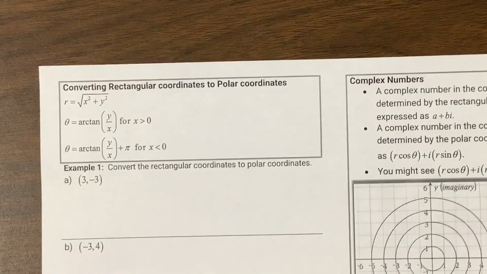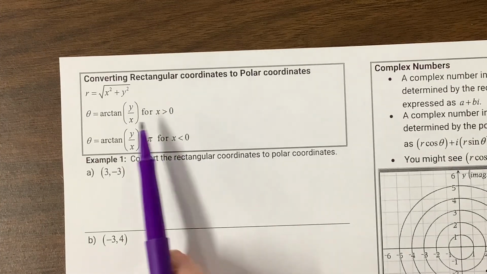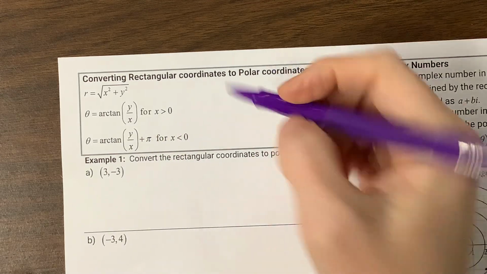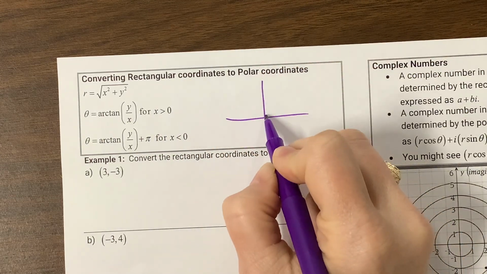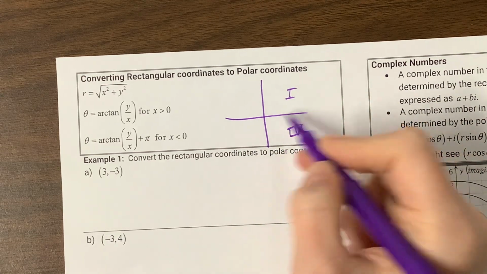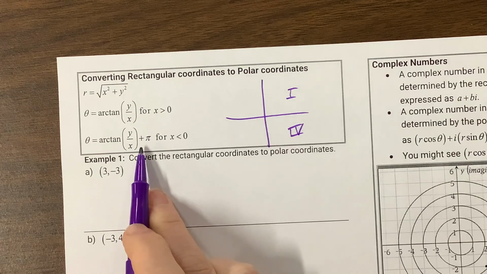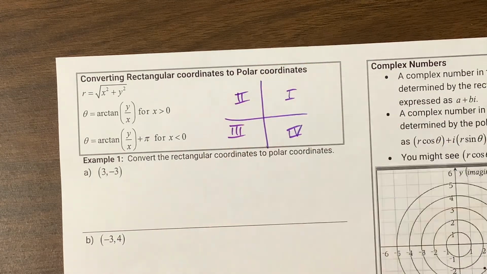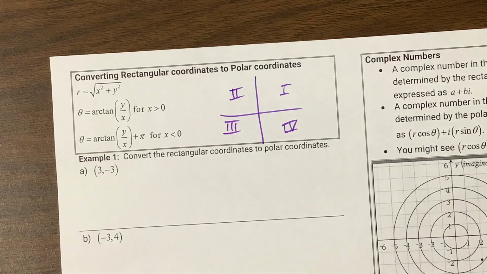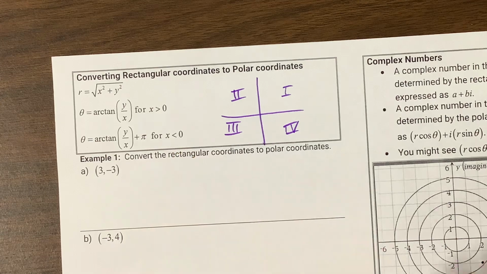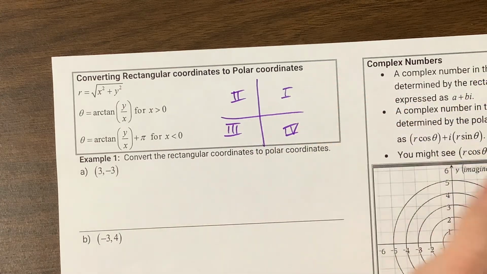And notice how she writes this. It's y over x when x is greater than 0, which means that when x is greater than 0, we are living in quadrant 1 or quadrant 4. That's where x is positive. And then we would have to add pi when x is less than 0. That puts us in quadrant 2 or quadrant 3. I don't always think of it in terms of comparing it to what happens with my x value, but I do think, what quadrant do I want to be in? Do I need to add pi or do I not? Okay?